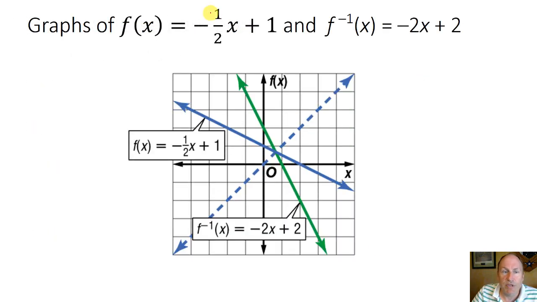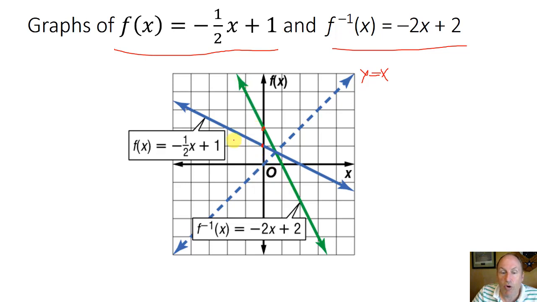We're going to graph both the function and its inverse. The function itself is this blue line, negative 1/2 x plus 1. The inverse line is negative 2x plus 2. That's this green line. Now, how do we look at that and determine they're inverses? Well, this dashed line is y equals x, our identity. And you can see that they are reflections of each other.